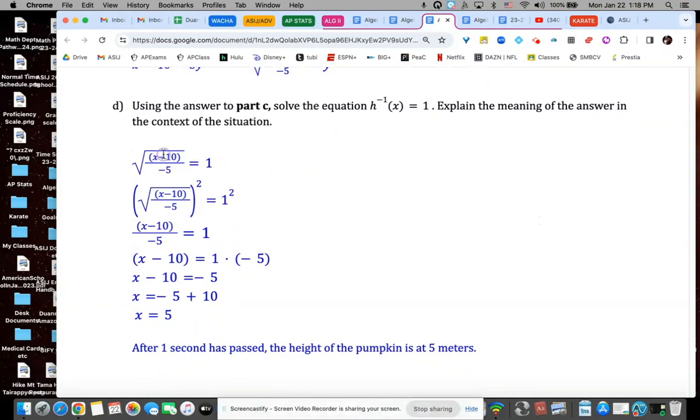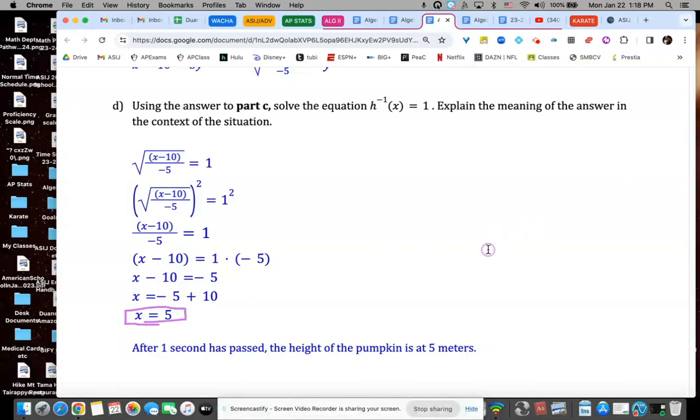Okay, so let's solve. How do you get rid of a square root? Well, you square it. That's the opposite of square root. So you square both sides. 1 squared is just 1. The square root goes away over here. So that's a little nicer to work with now. Multiply both sides by -5, right? And that's what you get down here. And then add 10, and you get a +5.